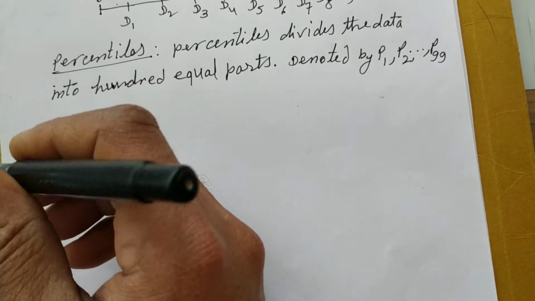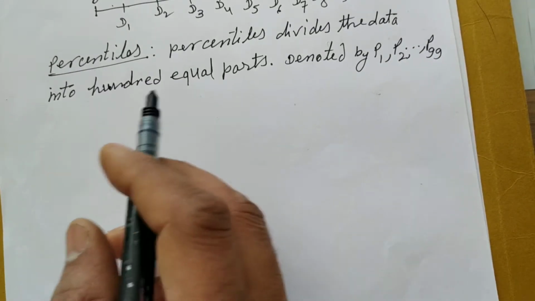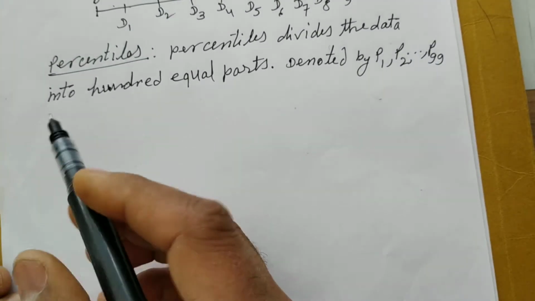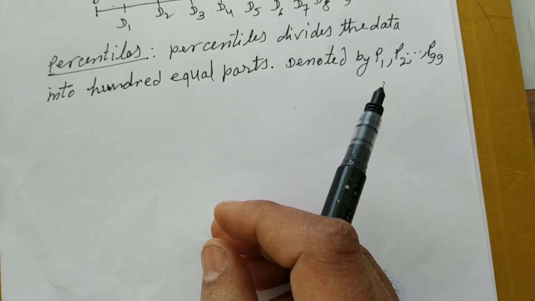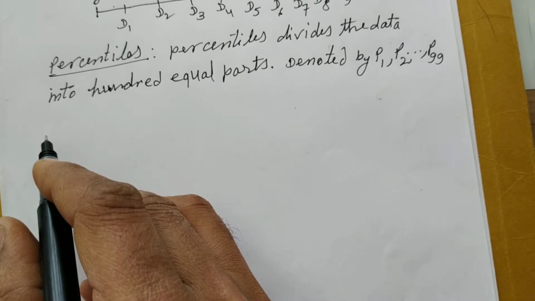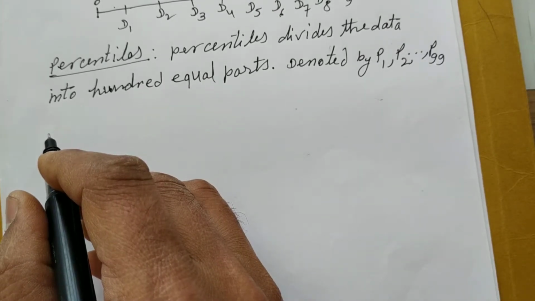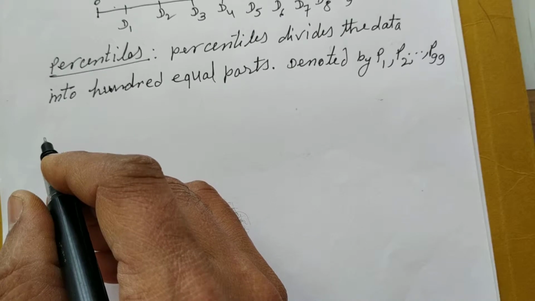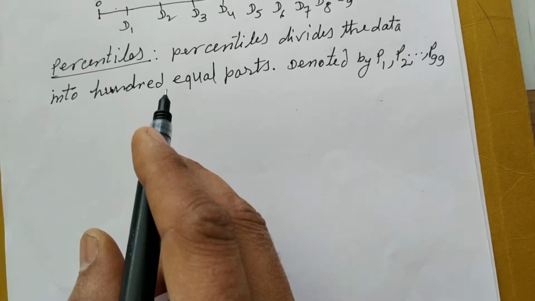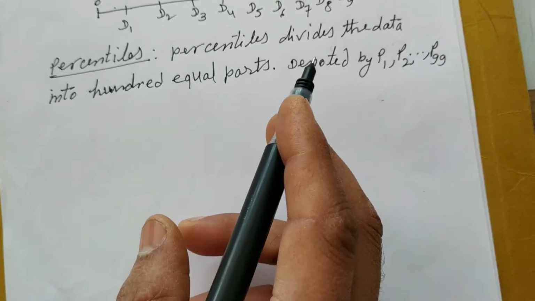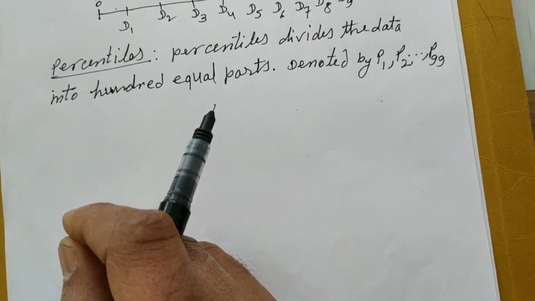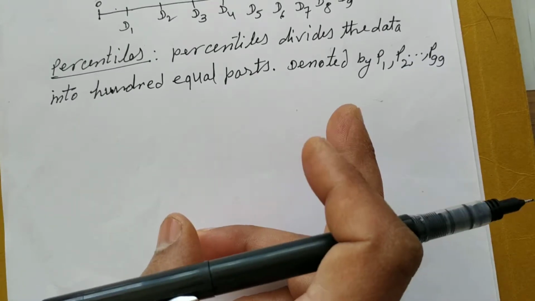Now similarly, quintiles means data divided into 5 equal parts, and octile means data divided into 8 equal parts. Now we want to describe some important points. These quartile, decile, percentiles are not measures of averages. These are measures of dispersion and skewness.